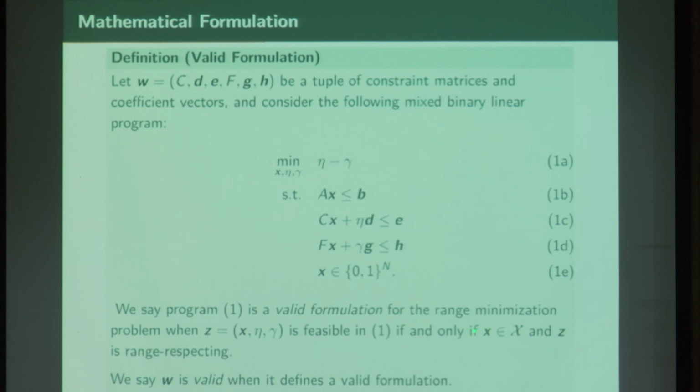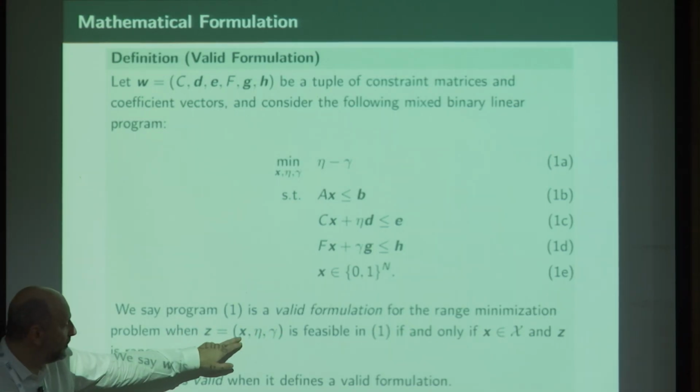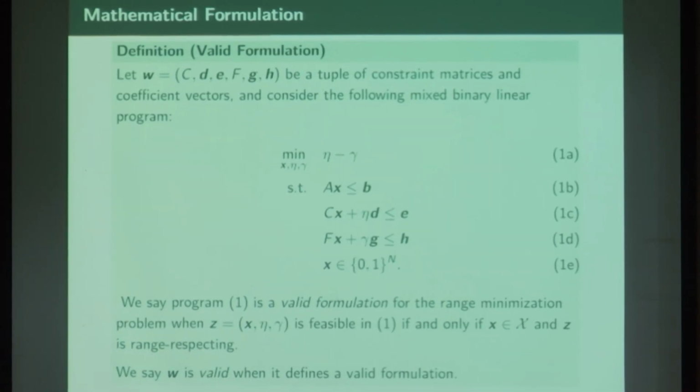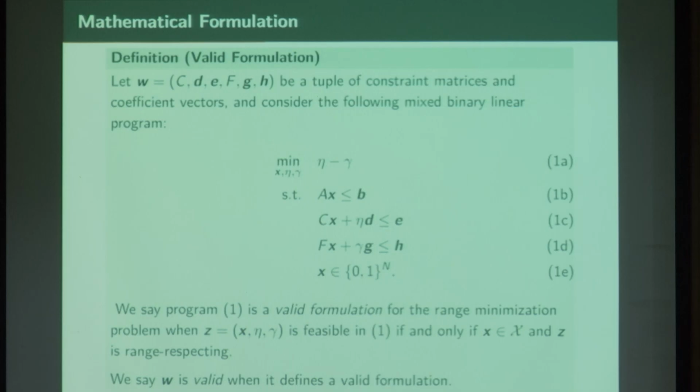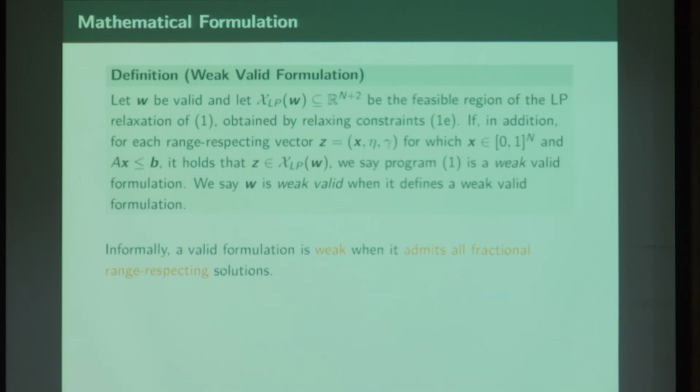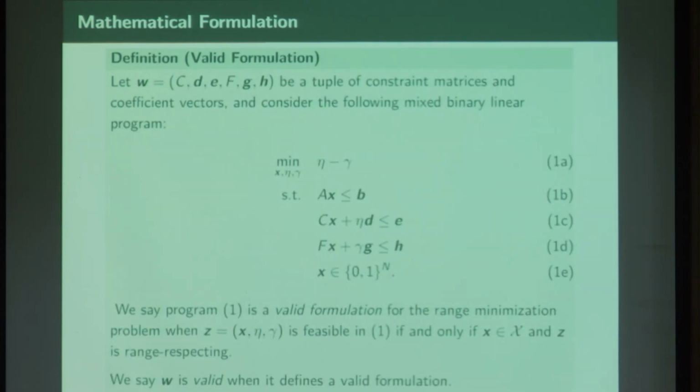So this is a valid formulation for range minimization problems, if of course x is feasible for this set, meaning that x is respecting these constraints and the integrality requirement, and of course z, which is the formulation itself in which we have the x variables plus the eta and the gamma, is range respecting. So I'm respecting the constraints. Here, of course, is the full formulation, so integrality requirement included. So it's valid when it defines a valid formulation.